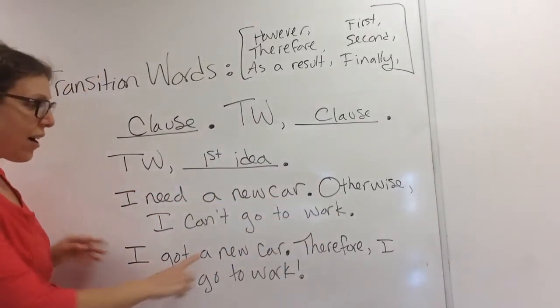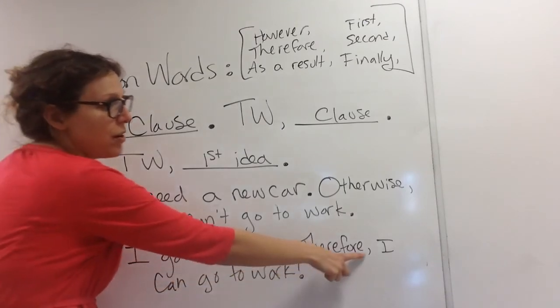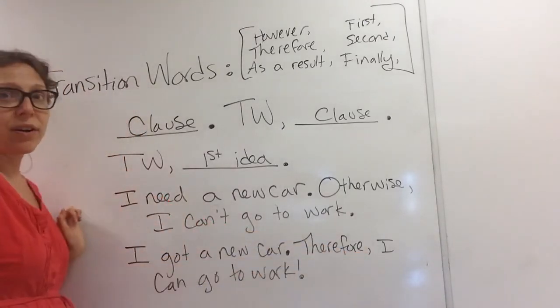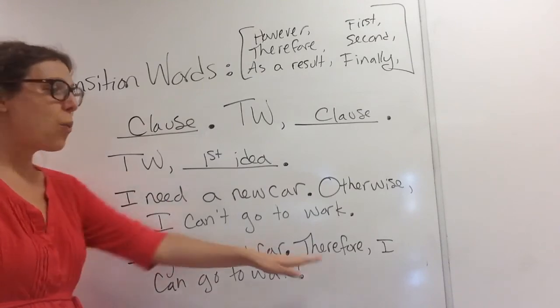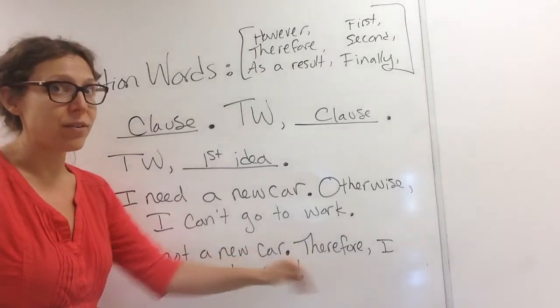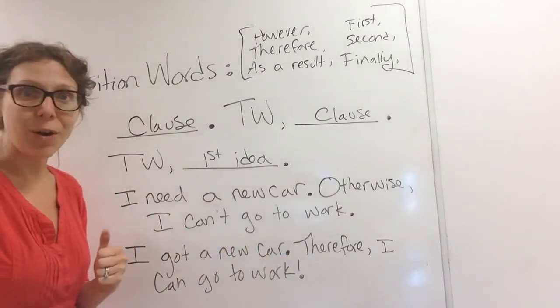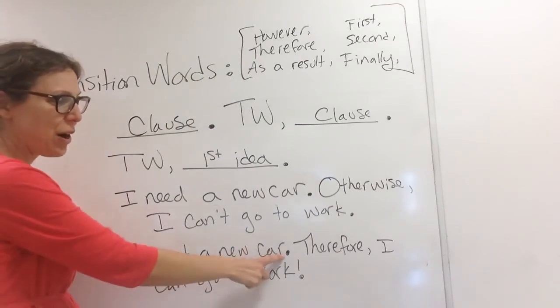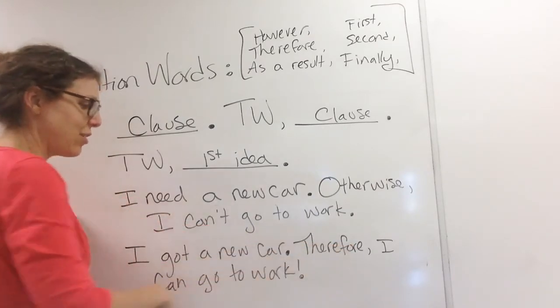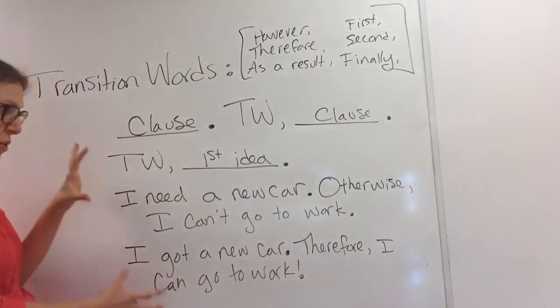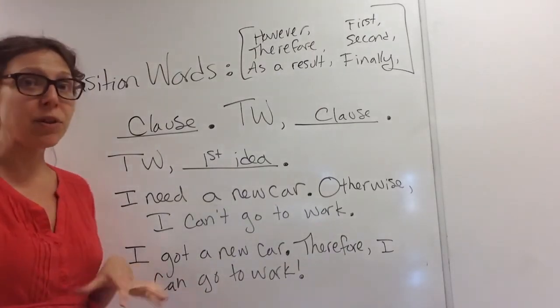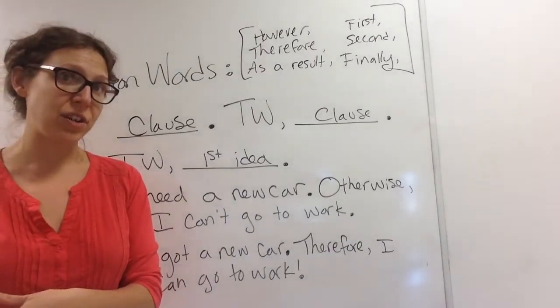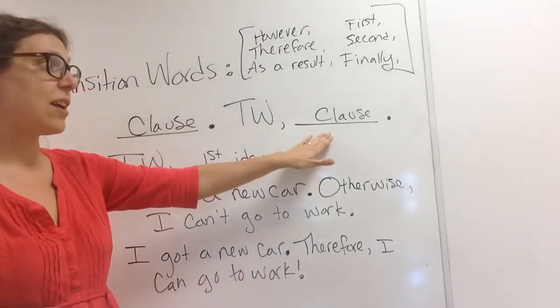Another sentence, I got a new car, period, therefore, comma, I can go to work. Yay! What word could we use instead of therefore? So, I got a new car, comma, so I can go to work. So we can use these transition words in a similar way to coordinating conjunctions to connect two clauses together.